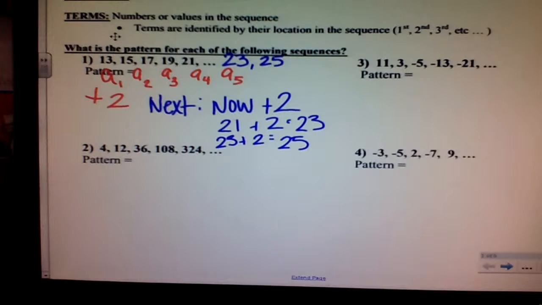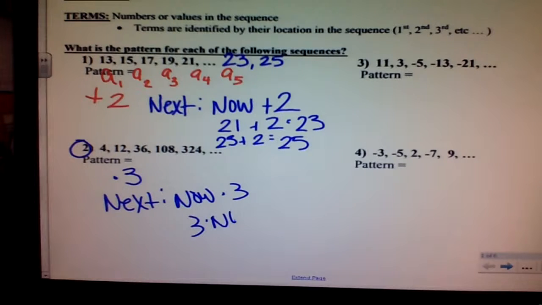All right, so let's look at number 2. What's my pattern in number 2? Times 3. My pattern is to multiply by 3. So my next number is my now number times 3. Or you could write that as 3 times now. Okay, that's the same thing. 3 times now. I like this.